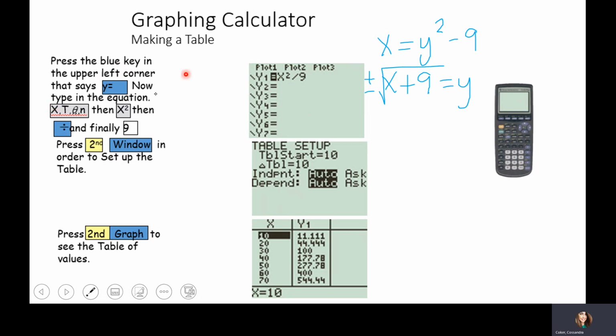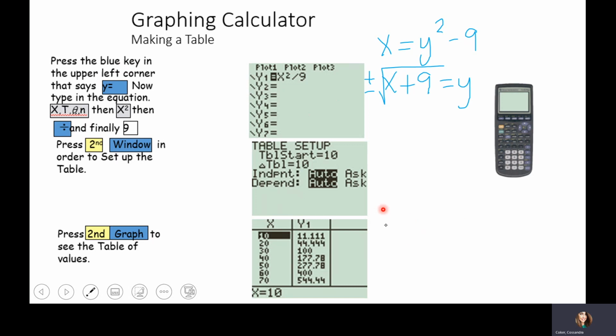Okay, next, once you've got the equation in your y equals area, then, oh, I forgot to tell you this. You will want to know where your X button is. Sometimes you will see it, but sometimes there's this key that has X, T, theta, N. So you'll hit that to get your X variable. Then you'll press second window to graph it here, and you should see it.